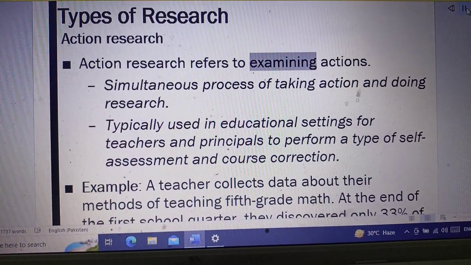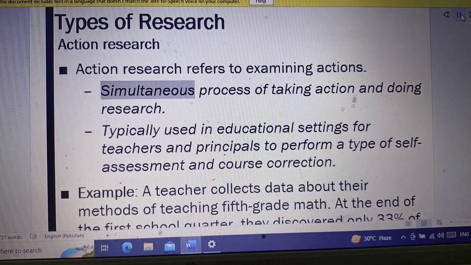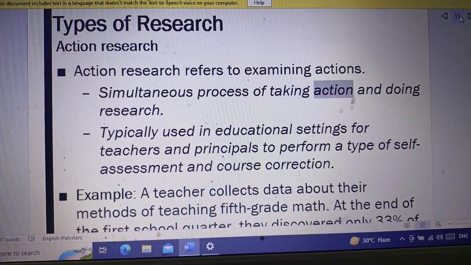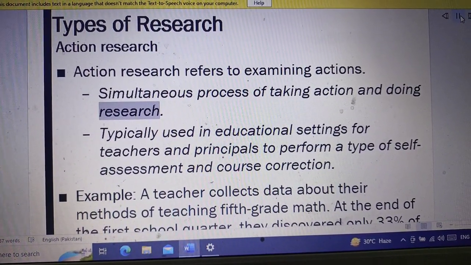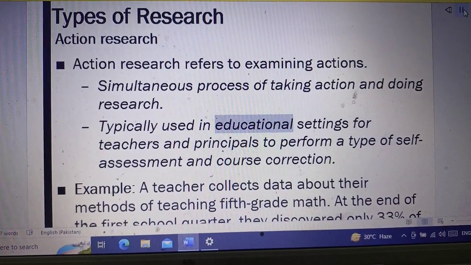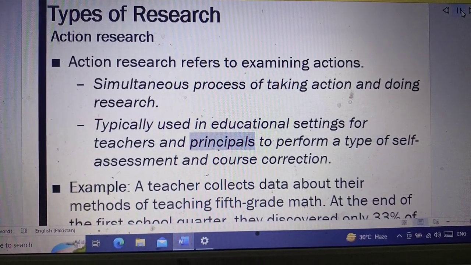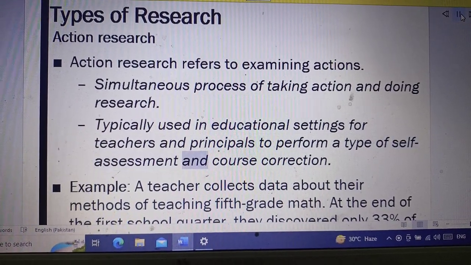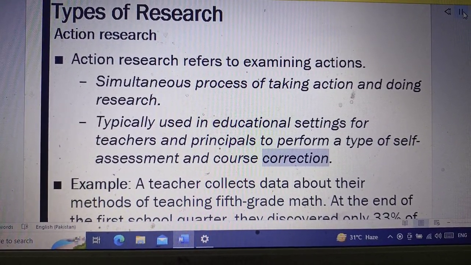Action research refers to examining actions. It is a simultaneous process of taking action and doing research. Typically used in educational settings for teachers and principals to perform a type of self-assessment and course correction.